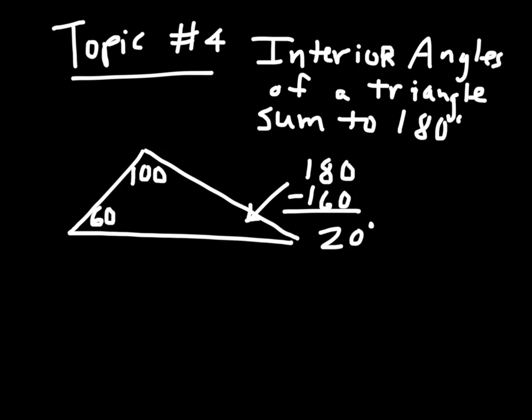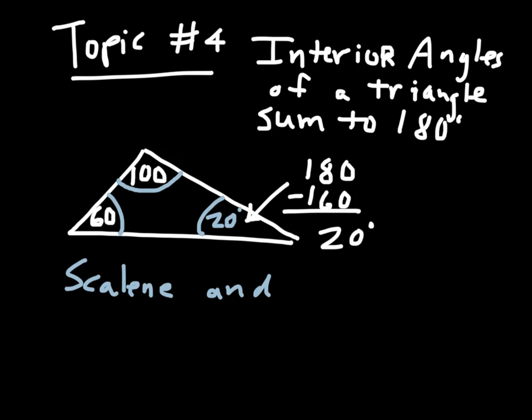And then once it's done, sometimes they'll ask you questions about what type of triangle it is. Here's a triangle that has all three angles different. So it's a scalene triangle. And also, one of the angles is more than 90 degrees, so you refer to this as an obtuse triangle also.